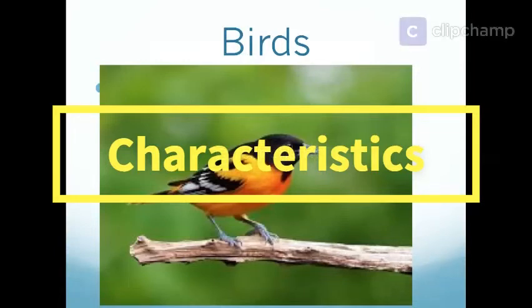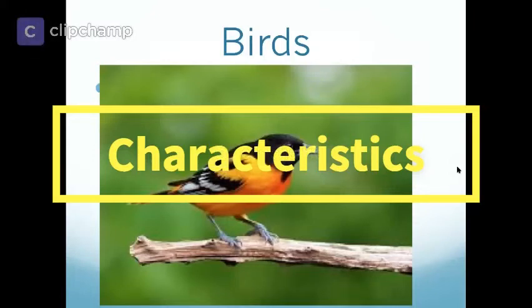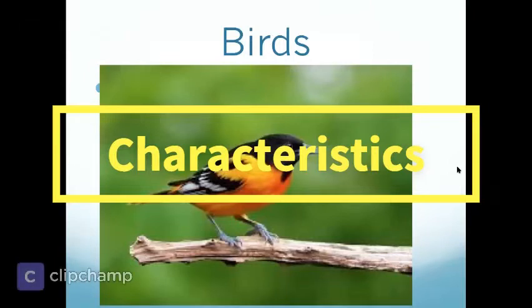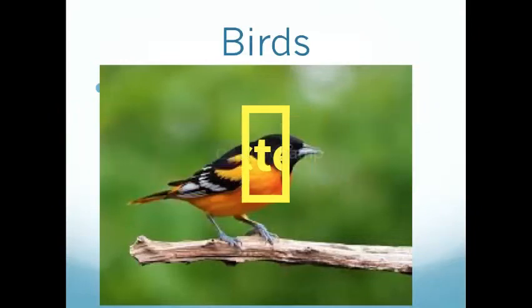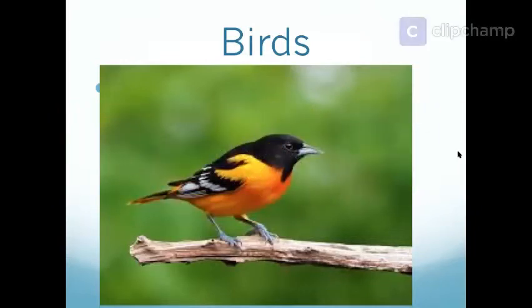So characteristics are things that they have in common. It's what do they look like? How do they walk? What traits do they have? So things about them. So characteristics are things you can see. So can someone give me a characteristic of birds? What do you see? What's in the picture? What does it look like?